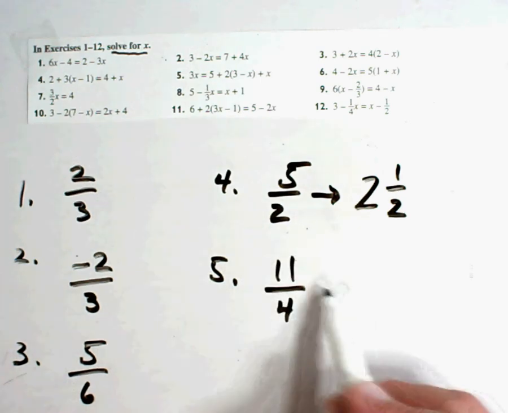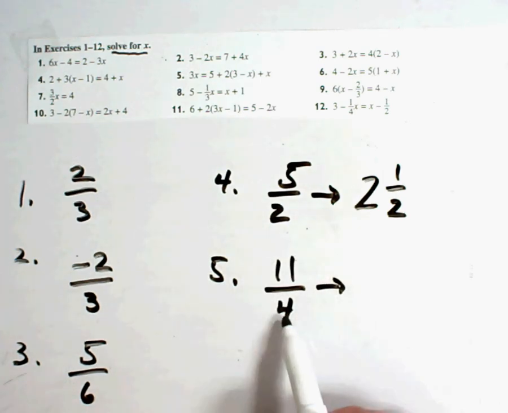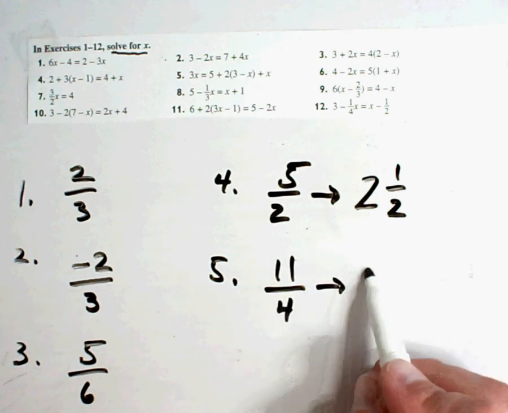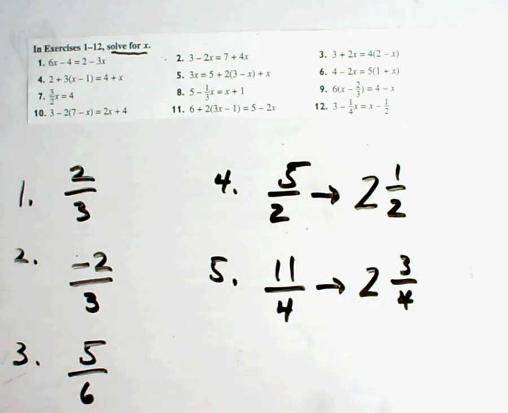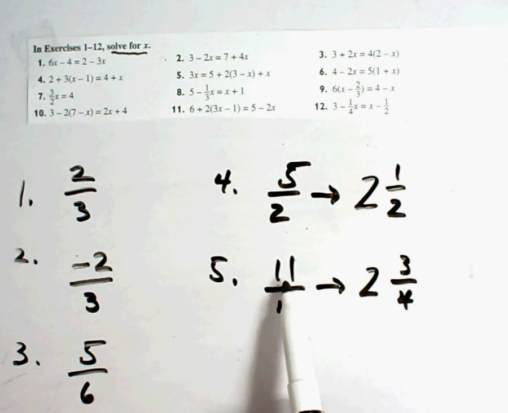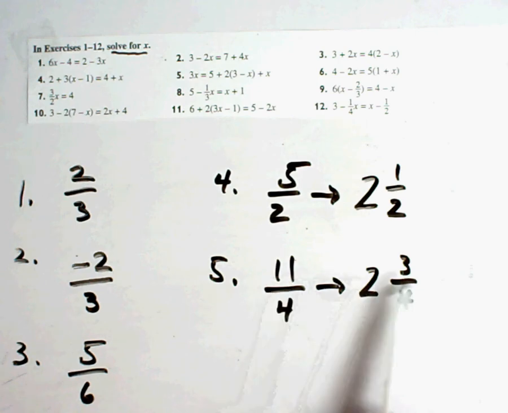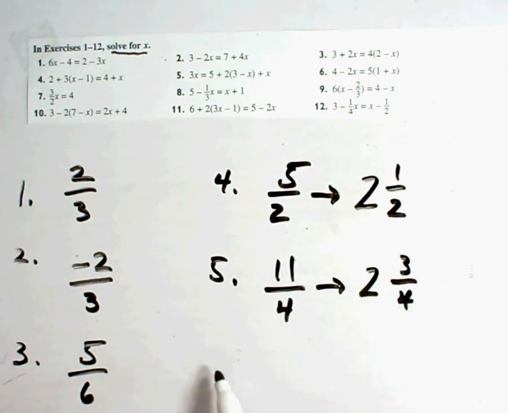11/4. That's improper also. So 4 goes into 11 2 times. That's 8. So there's 3 left over. That's 2 3/4. Be careful with that. One more time. 4 goes into 11 2 times. That's 8. So there's 3 left over. It's 2 with 3 left over out of 4. And then number 6 is -1/7.